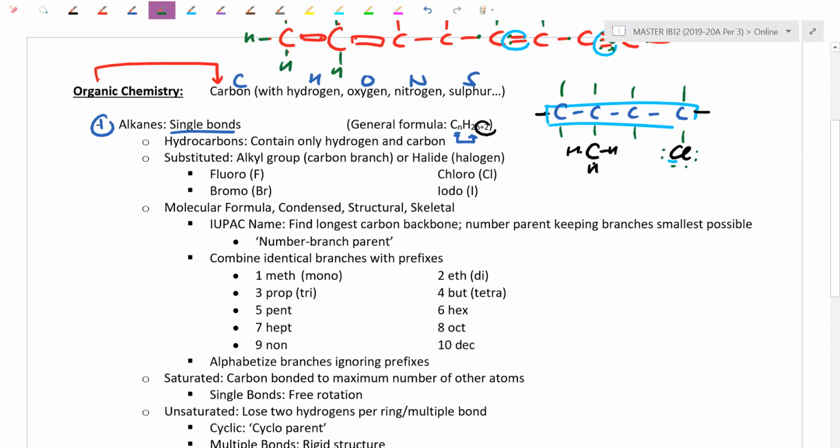So remember, we're going to get into a little bit of the name of it here. We're going to start off with the parent, which is the longest chain. That's going to be the last word in the name. We're going to number the parent so that the numbers are as small as you can get them. In this case here, I would go 1, 2, 3, 4.